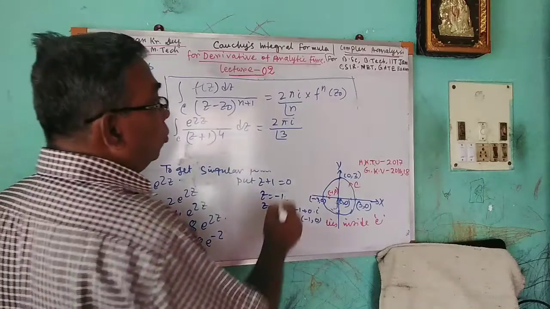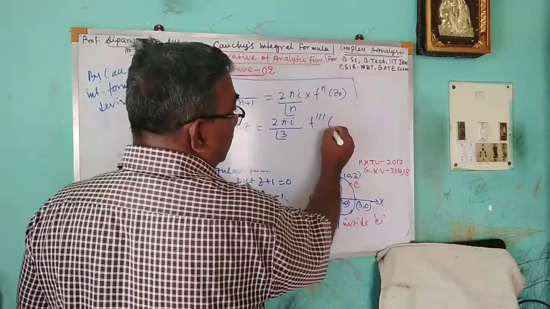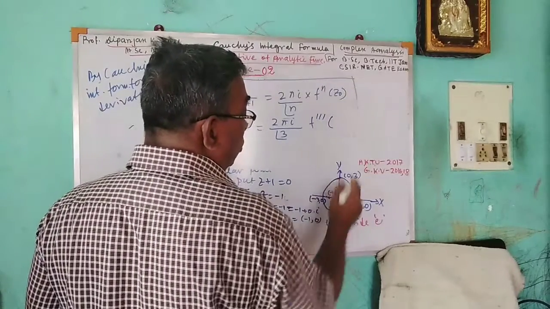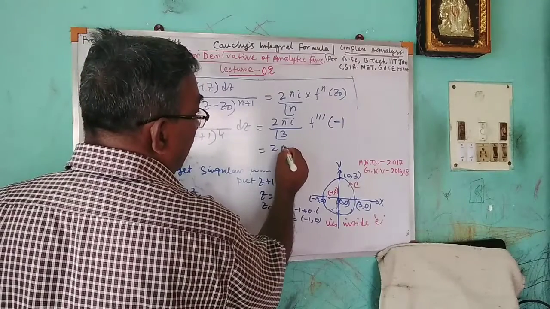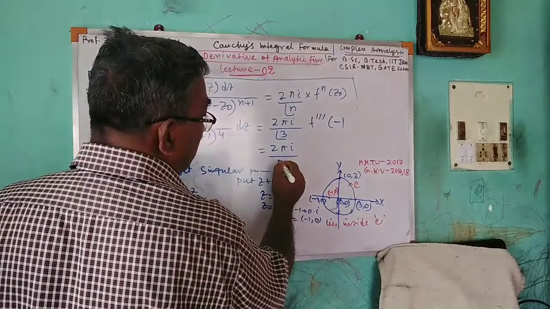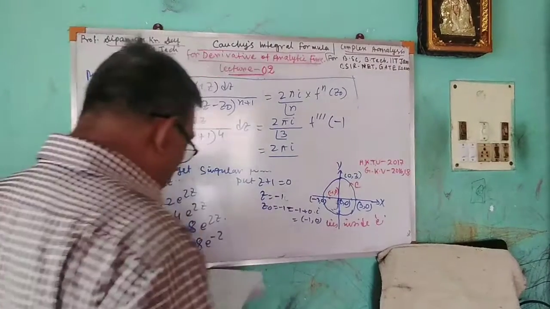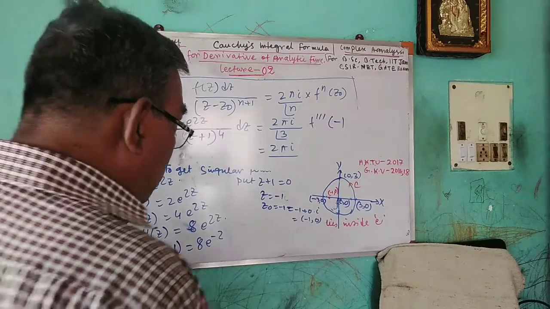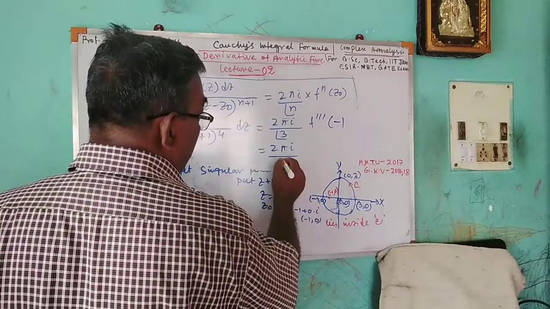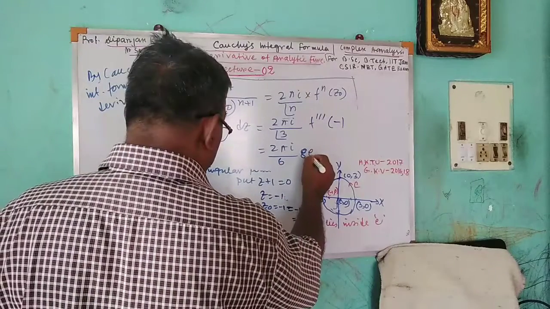Okay. So now f triple dash, n equal to 3 means triple dash. What is z0? z0 is -1. So just putting over here 2 pi i by factorial 3. Factorial 3 you can write is 3 into 2 into 1, that is 6. 2 pi i by 6, here is e into 8 e to the power -2.